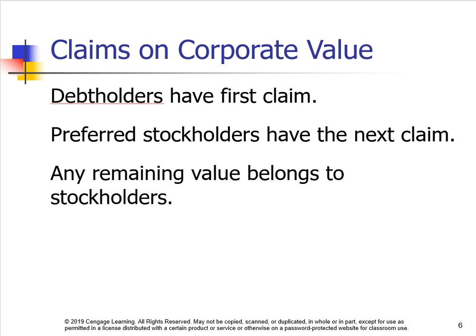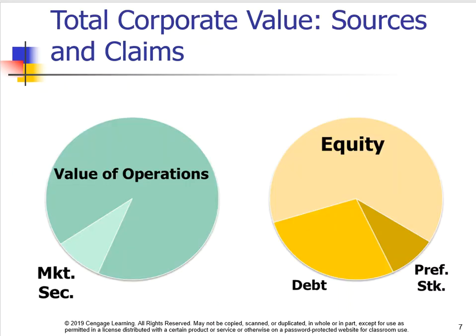And then on the right-hand side of the balance sheet, we have to take out the debt holders have first claim, preferred stockholders have the next claim, and so anything left over belongs to the common stockholders, and that's going to be the basis for the stock price.